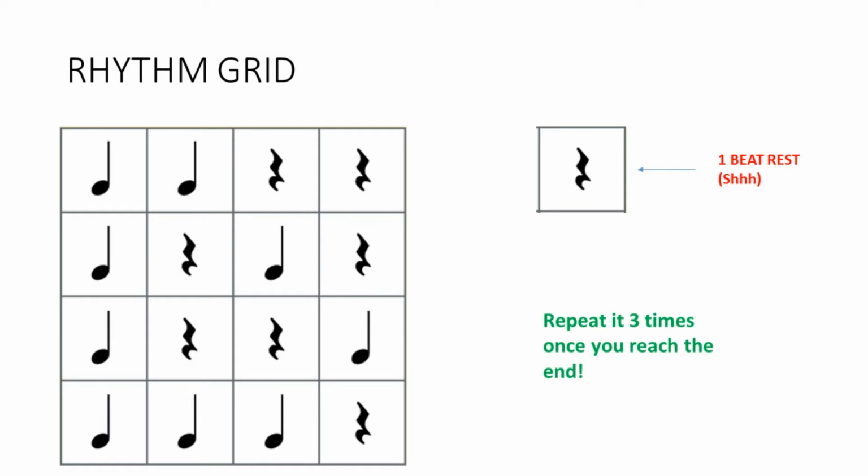Here we have a rhythm grid. You'll notice that there are some crotchets, which are one beat notes, and a new symbol, which is a one beat rest. We're going to clap our way through this rhythm grid, starting from the very beginning all the way to the end. And once you get to the end, we're going to repeat it again three times. When you get to your rests, remember not to clap. See if you can make the sh sound instead.